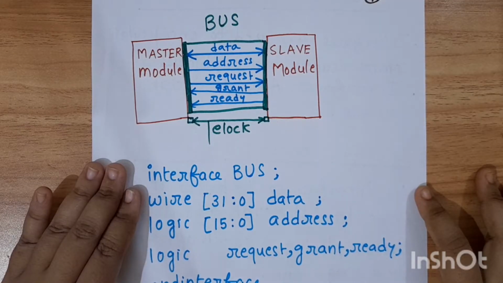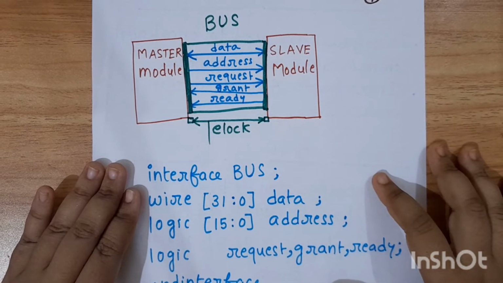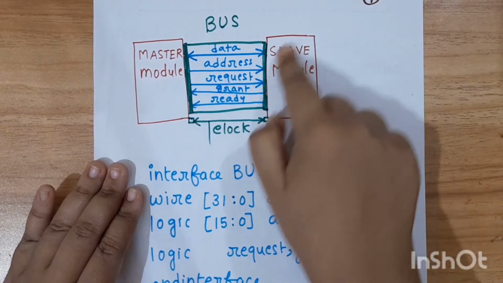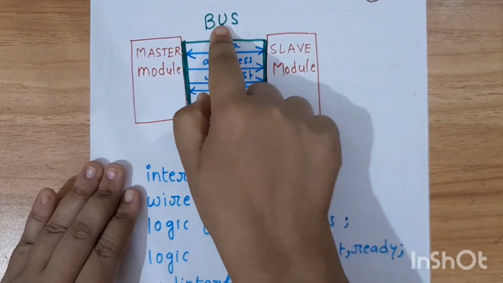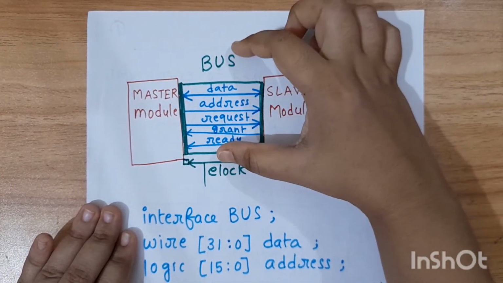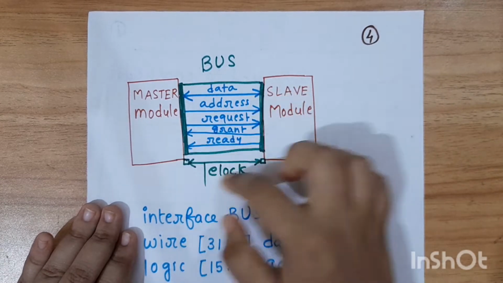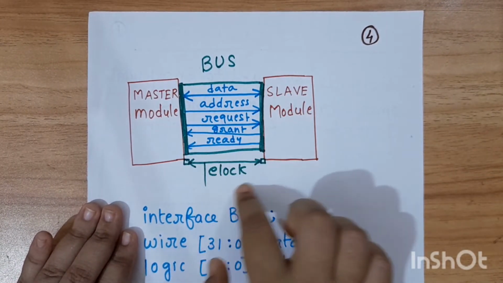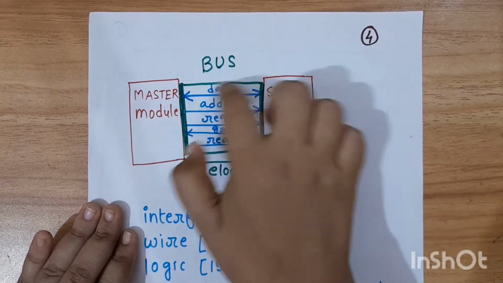Now the intermodule communication I will show you through interface, which has been introduced in SystemVerilog. Same master module is there, slave module is there, and bus is the name of the interface, and the bus, actually the interface, encapsulates the signals: data, address, request, grant, ready. Okay, clock is separate, clock is not there in the bus interface.